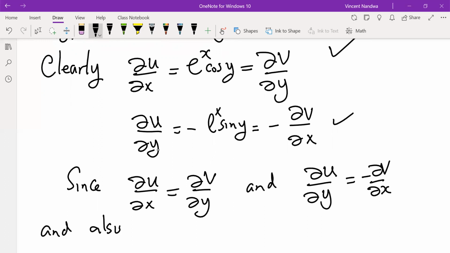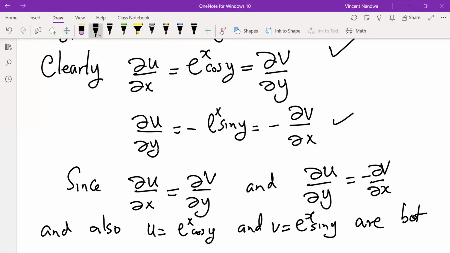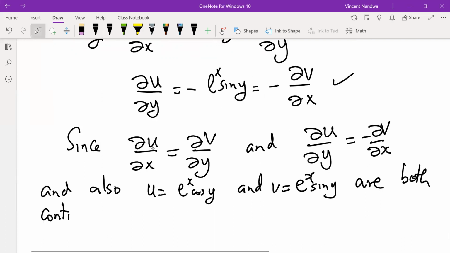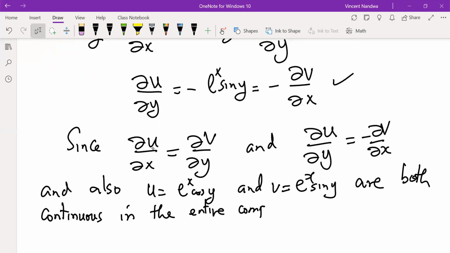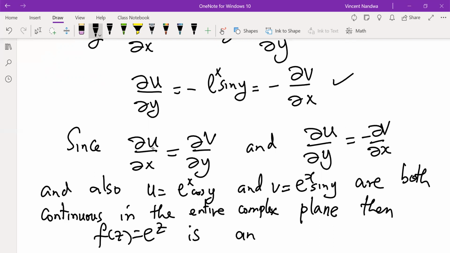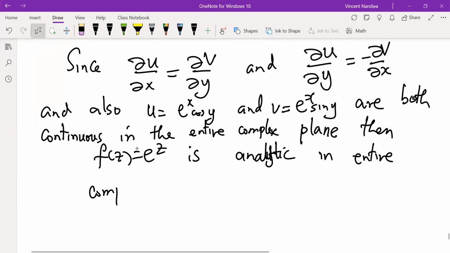and also u, which is e raised to power x cos y, and v, which is e raised to power x sine y, are both continuous in the complex plane. Then f of z equals e raised to power z is analytic in the whole complex plane. So that is how we show that.